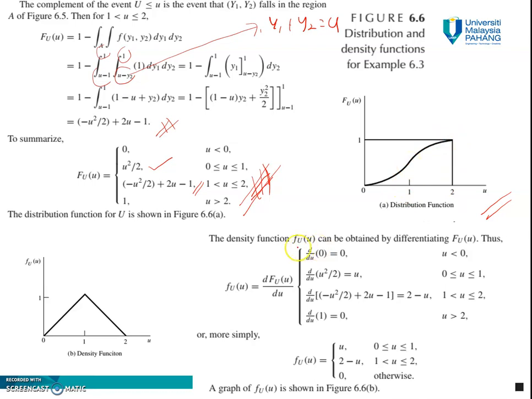Now that's the distribution function. In order for you to get the density function, you just differentiate the distribution function. Then you just substitute the value, then you get 0, U, and 2 minus U, and then you get 0 for all the other limits. Or you can simplify it: for U between 0 and 1, you get U. For U between 1 and 2, you get 2 minus U, and then 0 otherwise. A graph of the density function is shown here.